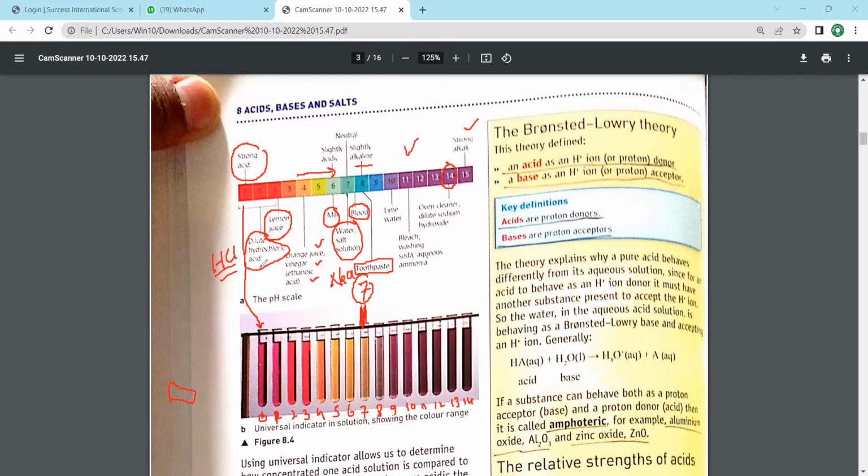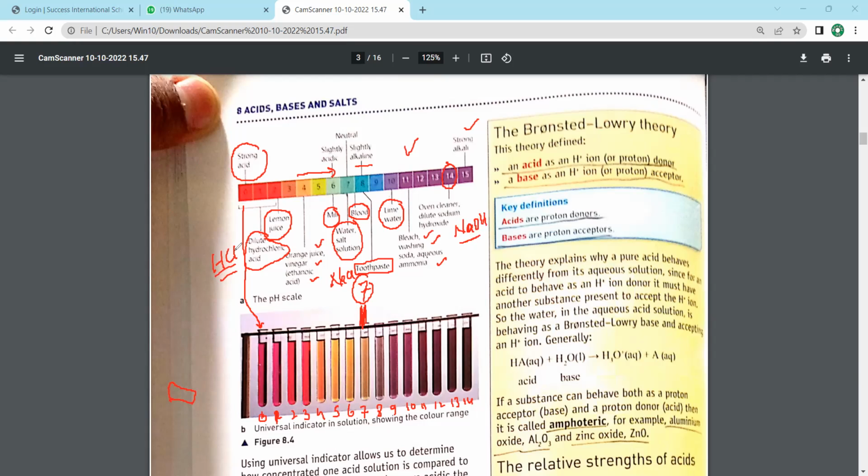Now here it tells you lime water, not lemon water, it is lime water. Its pH is 10. Now the bleach, washing soda, aqueous ammonia, these are examples of alkalis, or you can say the bases. Oven cleaner, like dilute sodium hydroxide. Yeah, look at this one, NaOH. This is sodium hydroxide.